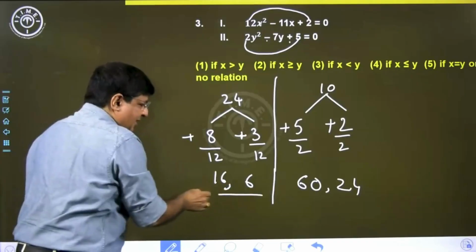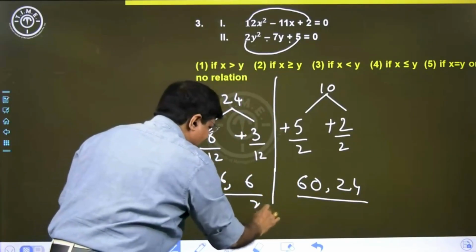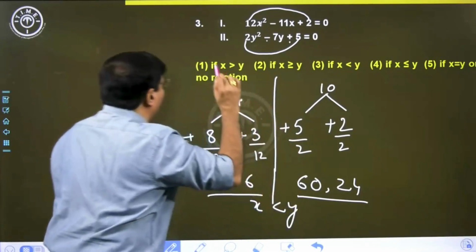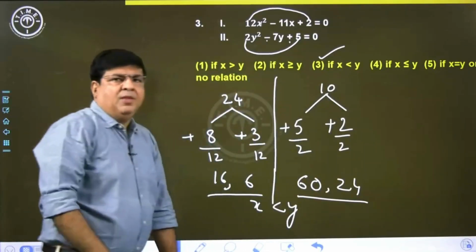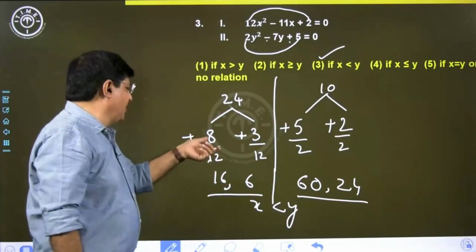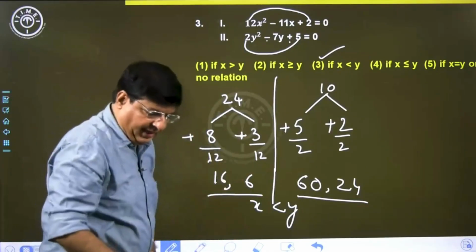This x is always less than y. So what is your answer here? X less than y, option 3. So if you don't get an integer here, 8 by 12, you are not getting an integer, you can do it like that.